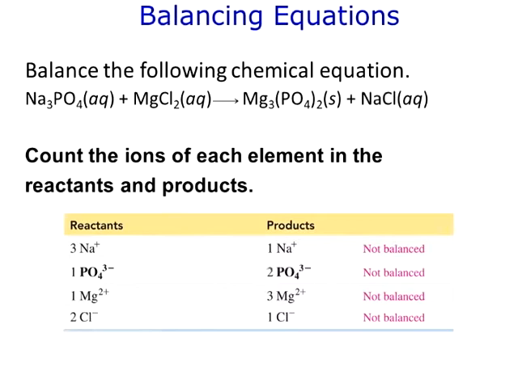So let's take a look at this one again. We have the sodium phosphate with mag chloride, giving us magnesium phosphate and sodium chloride. We have these elements and ions. The initial inspection shows that the sodium is not balanced on the left and right. The phosphate is not balanced. The magnesium is not balanced. And the chloride is not balanced. And again, because we have the same polyatomics on both sides, we're going to balance this based upon polyatomics instead of the individual atoms of phosphorus and oxygen.